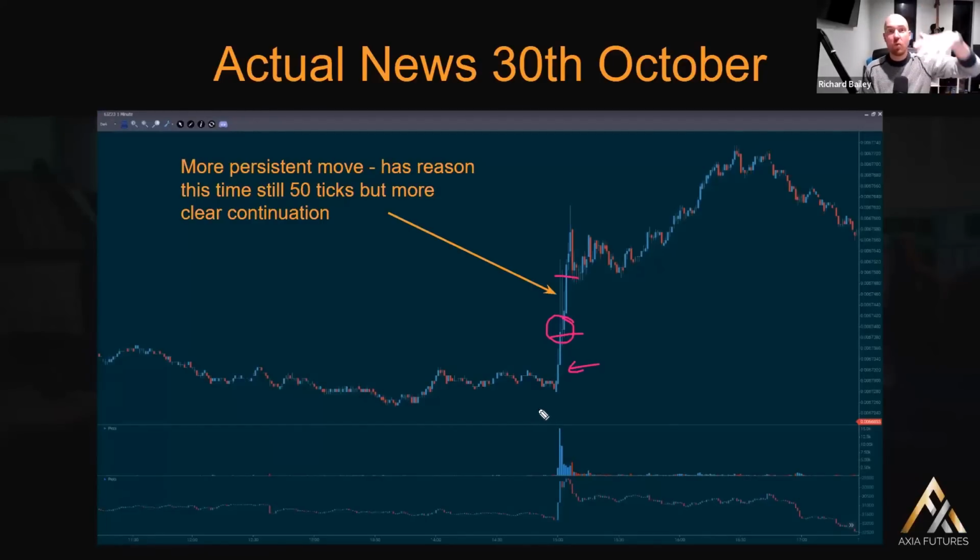If it keeps going, wonderful, you're in for the bigger move. If it doesn't, well, at least you're not going to get caught out too much because you're buying the bottom of the range playing up. If it starts to roll through, you're out, just like you saw on the 26th. So let's go and have a little look at this one. It's a slightly longer one, and we're going to look at a few different elements in this trade.